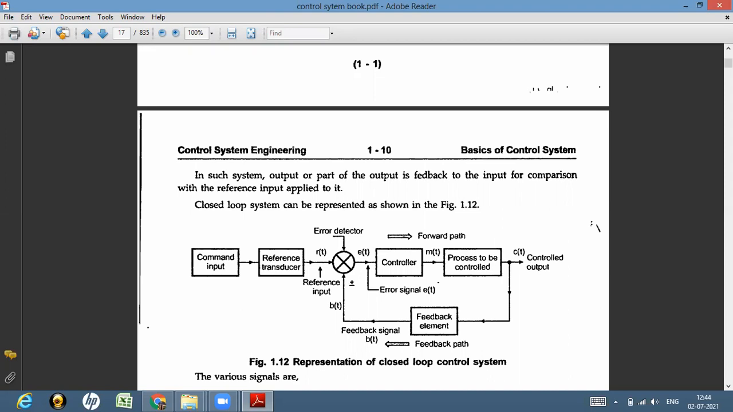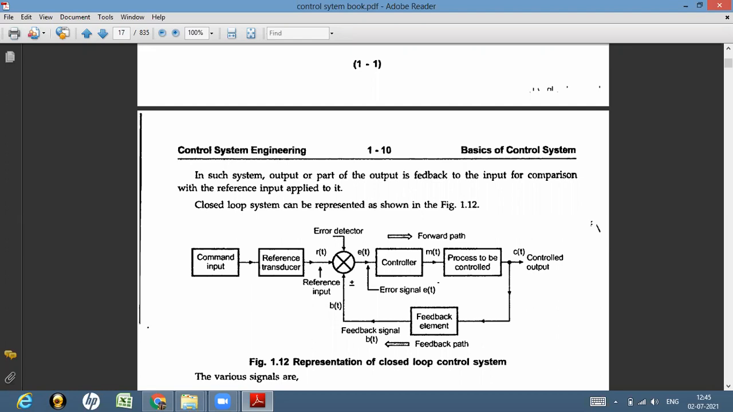You can see that in this block diagram, the most important thing is that this is an example of a closed loop control system. I will discuss later the difference between the open loop system and the closed loop system. Here we have an input, that is a command input. That input is given to a transducer. After that, this input is given to the controller, and it is processed according to the controller, whatever the programming, whatever the desired output you are having.